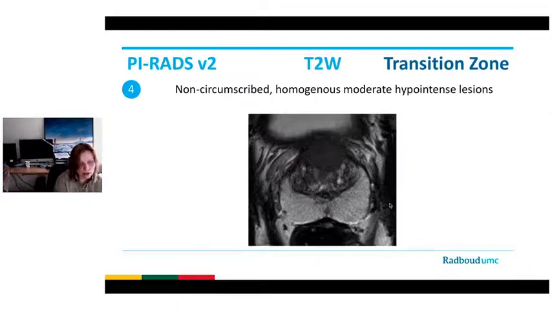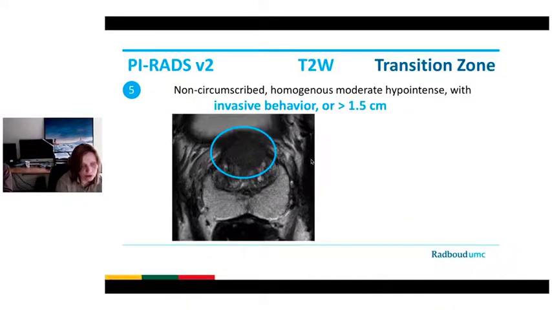What is important not to miss in the transition zone are dark foci that are not circumscribed, and sometimes they are called the charcoal sign. It means that they have no capsule and no clear form and contours. So again, if it's bigger than 15 millimeters, it's 5 in the transition zone as well.